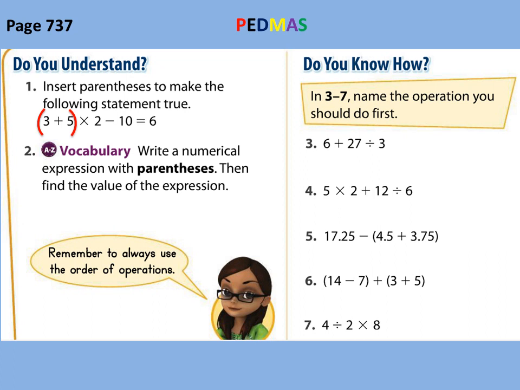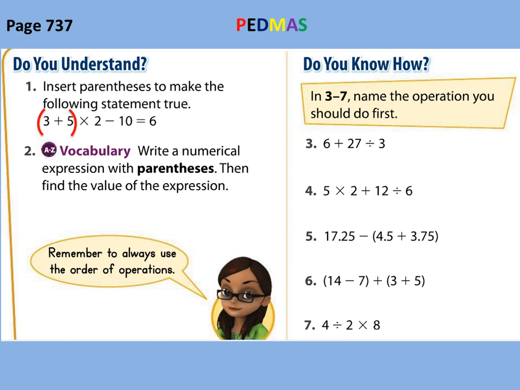What's after P? PEDMAS, remember? After P, E, the exponents, but there are no exponents here. After E, division and multiplication, we have the multiplication operation. So now multiply 8 times 2, it's 16. What's after multiplication and division? PEDMAS, addition and subtraction. We have a subtraction operation here.